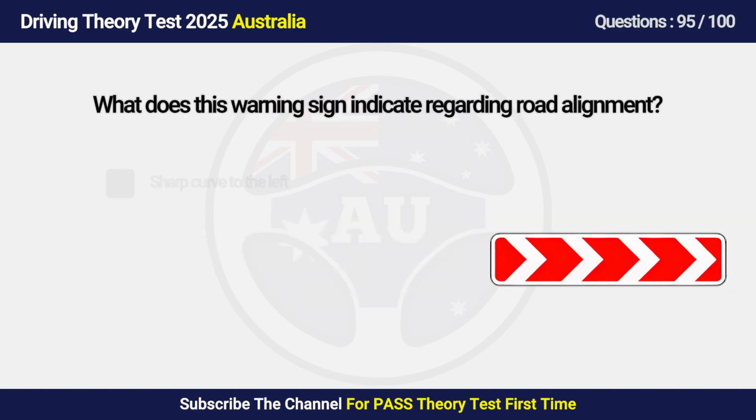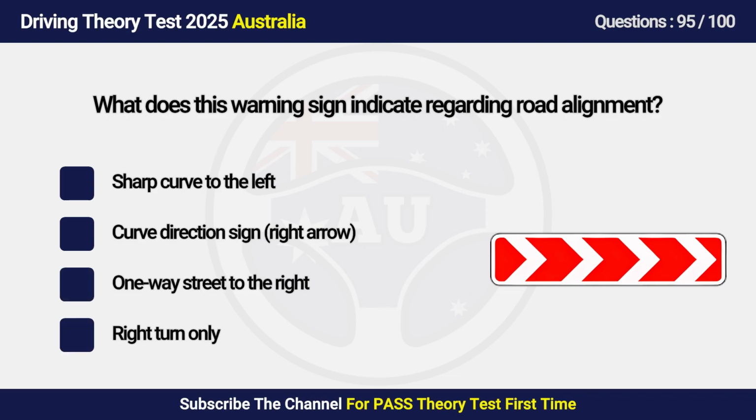Question 95. What does this warning sign indicate regarding road alignment? A. Sharp curve to the left. B. Curve direction sign right arrow. C. One-way street to the right. D. Right turn only.